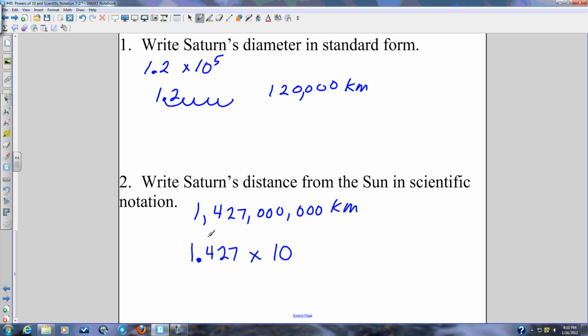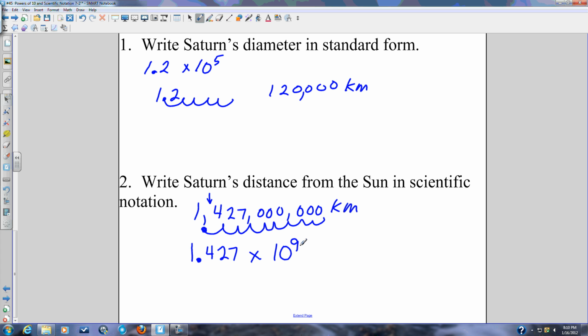And we need to figure out, if our decimal point is between the 1 and the 4, how many places are there between that decimal point and the end of the actual number. So if our decimal point is here between 1 and 4, when I just put it in here, how many decimal places do you need to go to get to the end of the number? And it's 1, 2, 3, 4, 5, 6, 7, 8, 9. So it's 1.427 times 10 to the 9th power.